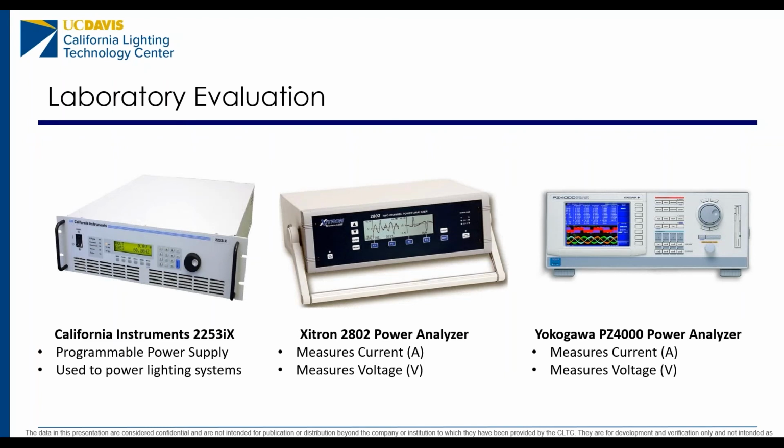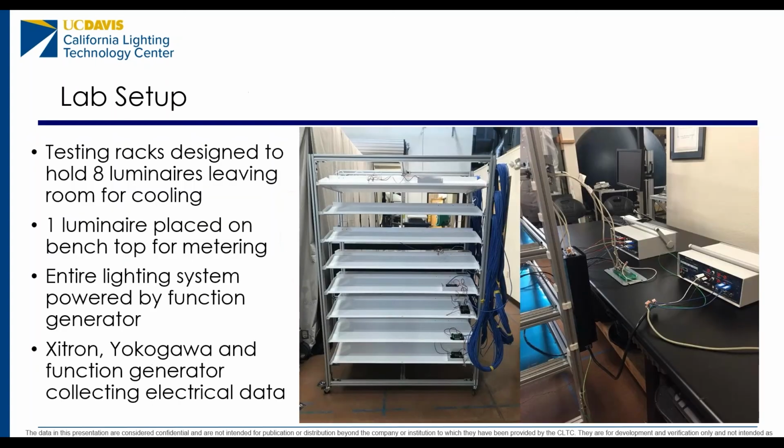So for our laboratory evaluation, we use a California Instruments function generator as a highly stable AC power supply to provide power for the entire lighting system rather than plugging it into mains voltage. And to take electrical measurements, we use both a Zytron 2802 power analyzer and a Yokogawa power analyzer to measure current and voltage at various points throughout the system.